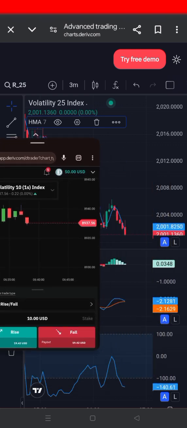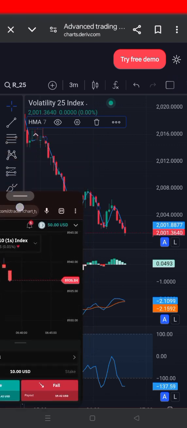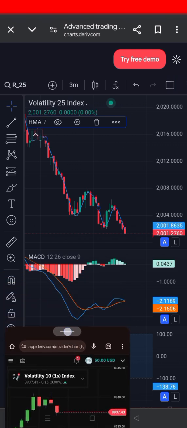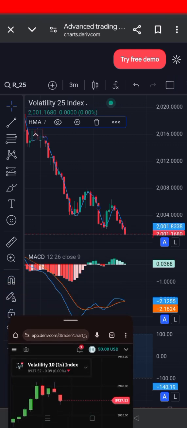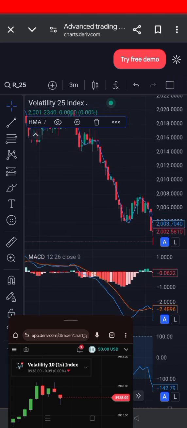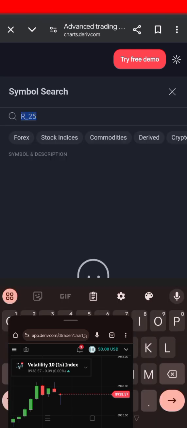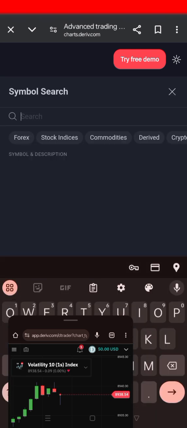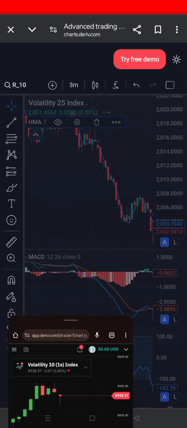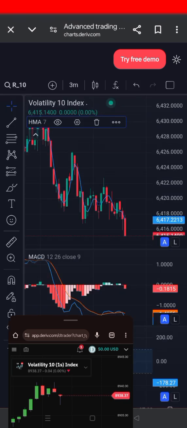We are at 3 minutes on the Volatility 25 index, showing us that the market is currently moving down, but we want one which has already closed below the hull moving average indicator. So we will have to change this market from 25 and see how the 10 index behaves.